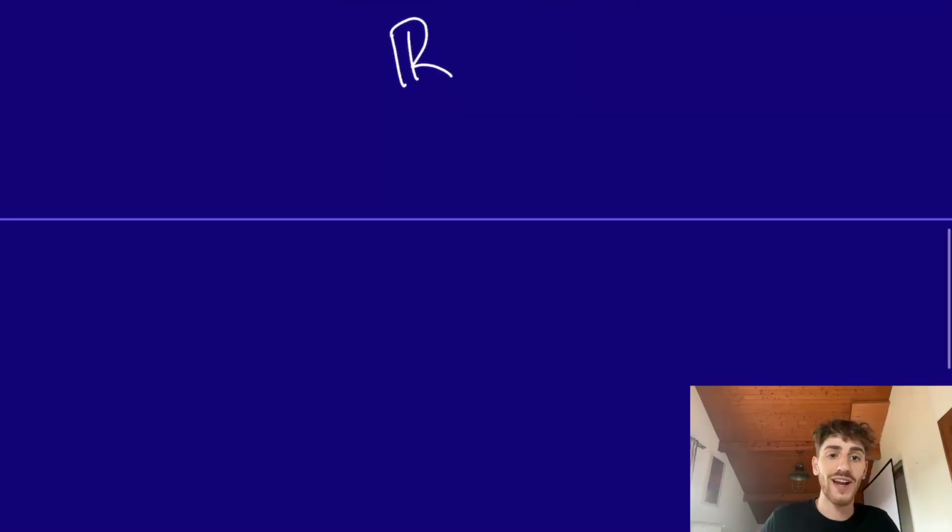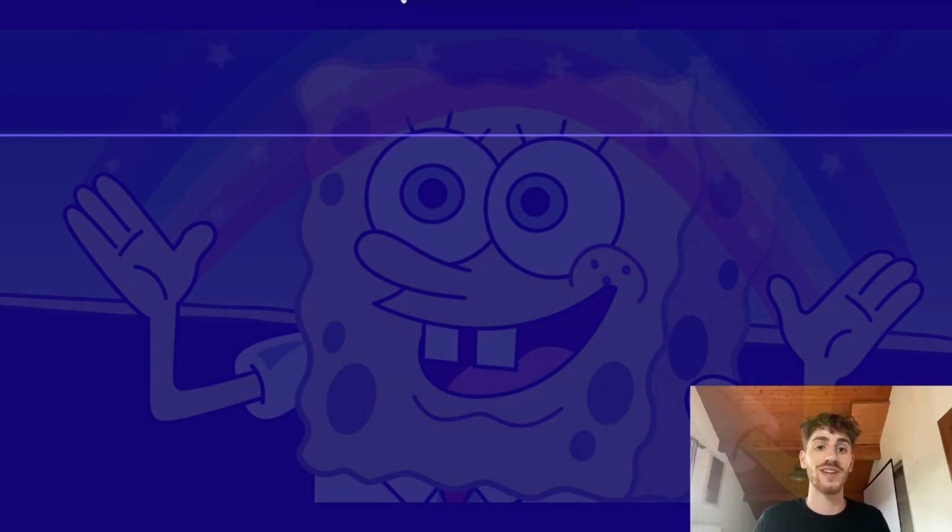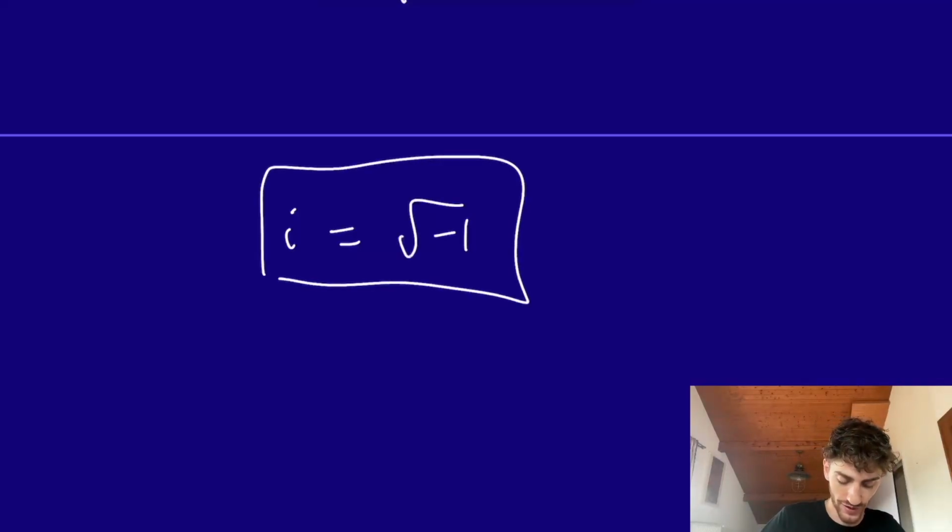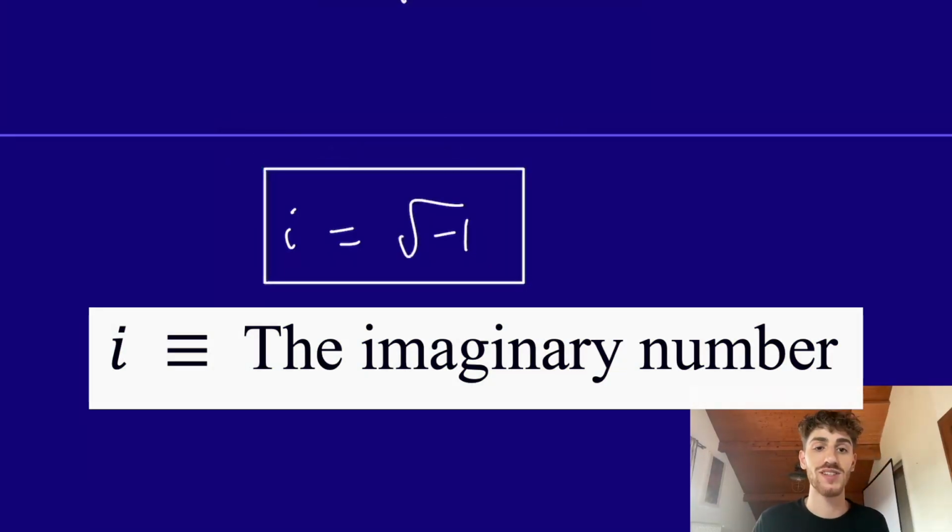So what can we do? We can actually make up a new number for it, okay? It's not going to be a real number, so we say it's an imaginary number, okay? And we're going to use the symbol i for imaginary, okay? And so we're going to set i equals the square root of -1. And so this is the imaginary number, okay? So we made up a new number for it.